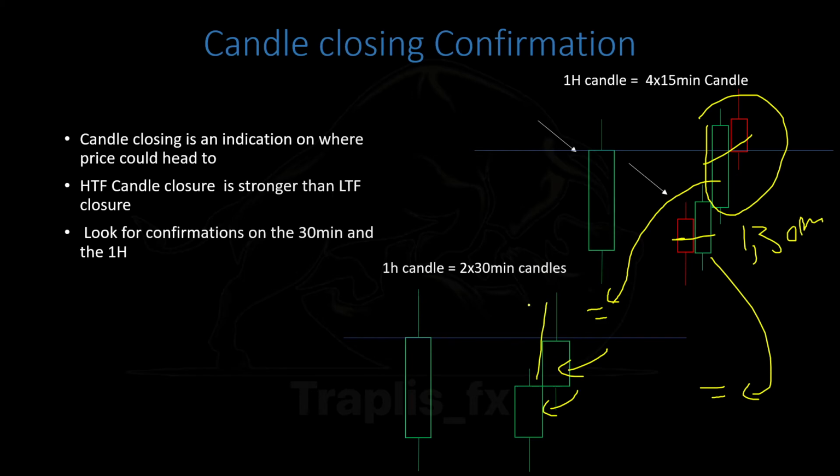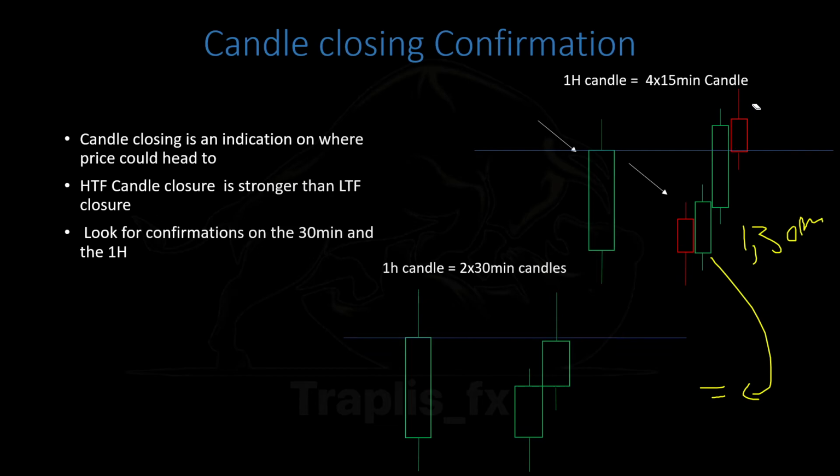So you have the first 15, which pushed up. Then you have the other 15 which came back down, which made the 30-minute close bullish, yet below this area. So that's what happened. So that's why the 30 minutes are better than the 15 minutes.